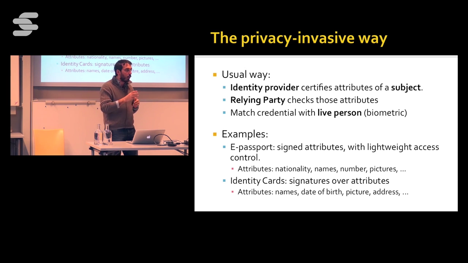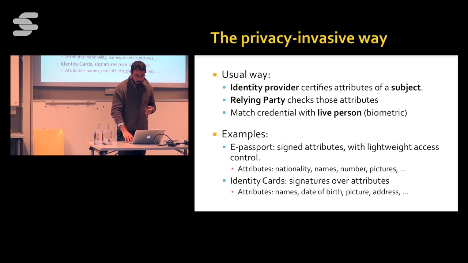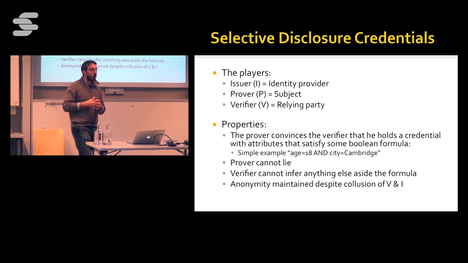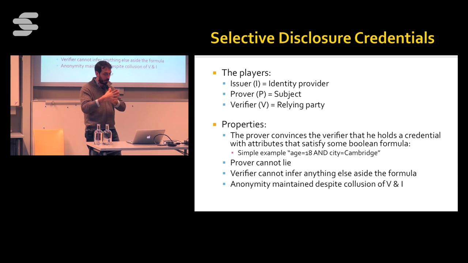You cannot selectively say, well, I want to show you that I'm older than 18, but nothing more, or I want to prove to you that I live in Leuven, but nothing more. And these are the kind of systems we're going to look at now. So how does a selective disclosure credential work in comparison to that?